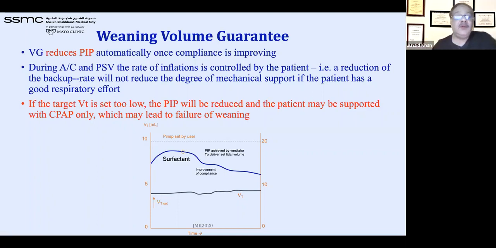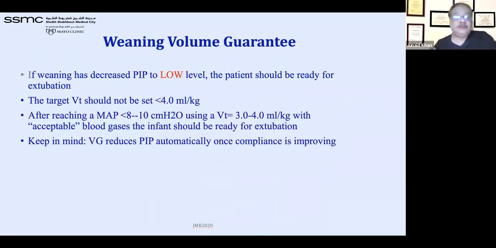If the target tidal volume is set too low, the PIP will reduce and the patient may be supported with CPAP only, which may lead to failure. So you have to choose not less than 4 and not more than 6 ml per kg in these premature babies. If weaning has decreased PIP to a low level, it means your baby is ready to extubate. Tidal volume should not be set, as I just said, less than 4 ml. The mean airway pressure 8 to 10 centimeter using a tidal volume 3 to 4 ml per kg with acceptable gas. The infant should be ready for extubation.